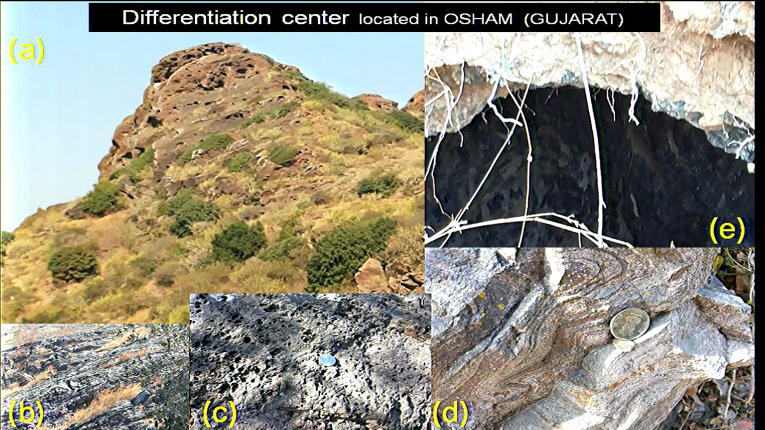So, this is one of the areas in the Deccan terrain, particularly in Gujarat, which is identified as a major volcanic center. This is in the Osham area in Gujarat, where a lot of vesicles are coming out, and this rock is not basalt. It is a rhyolite, or it is called obsidian, which is an acidic igneous rock. On the basis of this rock we call it a major differentiation center here.